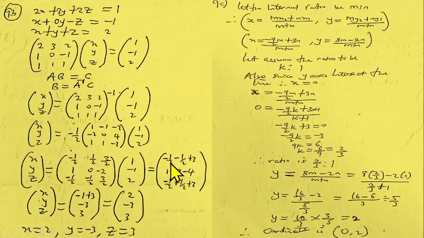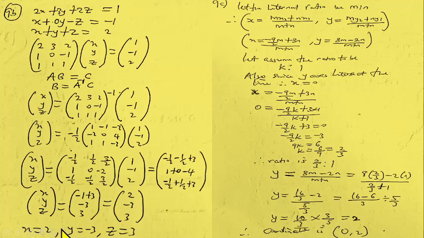Then this we must simplify further. You will be having minus half, that will give us minus 1 plus 3, that will give us 2. 1 plus 0 minus 4 will give us minus 3. Then minus half plus half will give us 0 plus 3 will give us 3. So that means the value of our x is 2, value of our y is minus 3, the value of our z is 3. So that's the solution to this question.